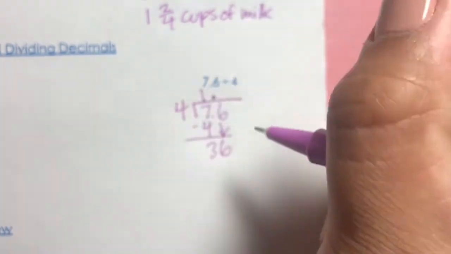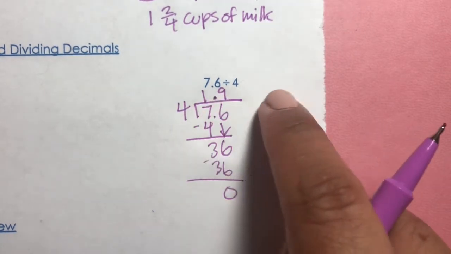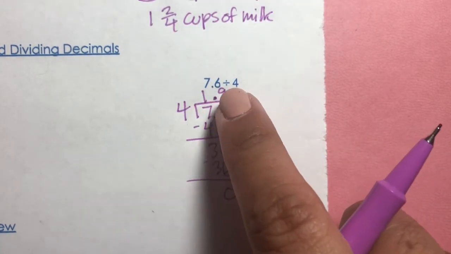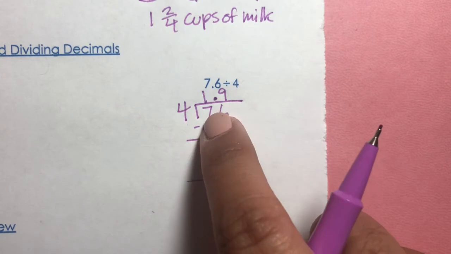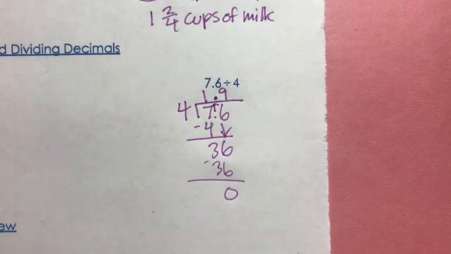So 4 goes into 7 one time. 1 times 4. 7 minus 4 is 3. Bring down the 6. 4 goes into 36 9 times. 9 times 4 is 36. And that's it. So our answer is 1 and 9/10 or 1.9. But it's 1 and 9/10 because I just brought the decimal up to the answer, okay, into the quotient.